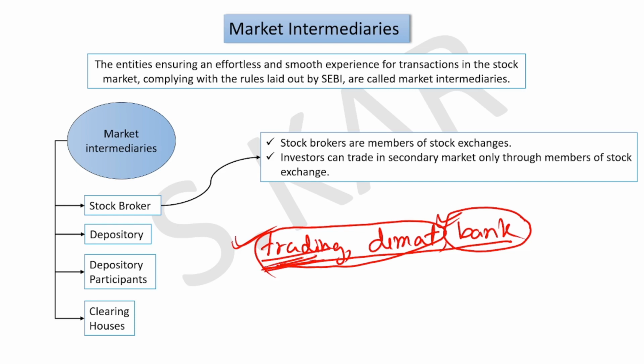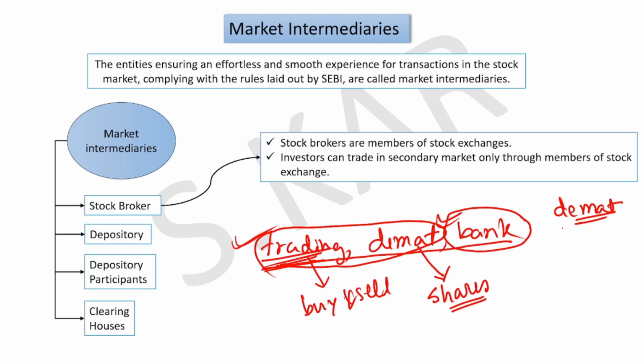What is the job of the trading account? Through the trading account, you carry out your buy and sell orders. What is the job of the demat account? A demat account acts like a shelf, okay, where you keep your shares. Nowadays, the share certificate that you get after buying a share of a company, you don't get in physical form. You get it in dematerialized form, that is, in digital form. And those shares are kept in the demat account. That is the job of a demat account. It keeps your shares.